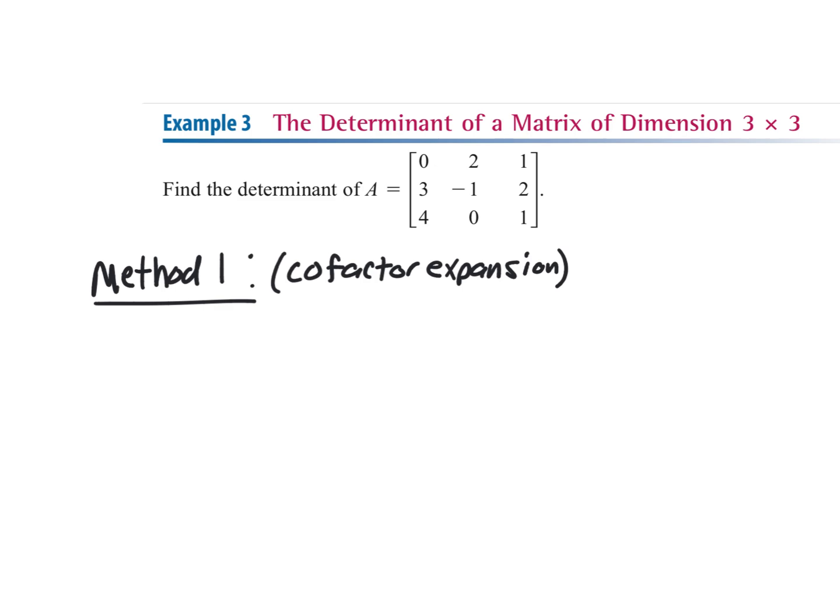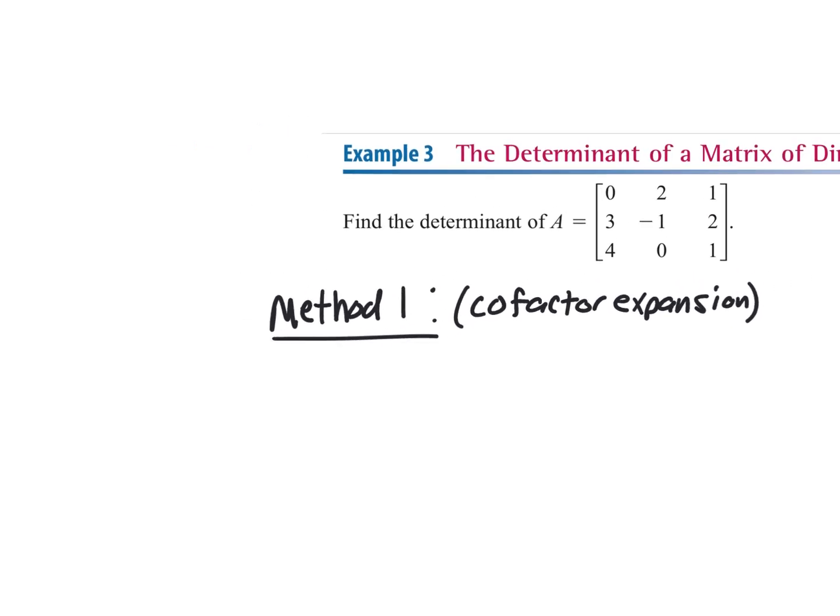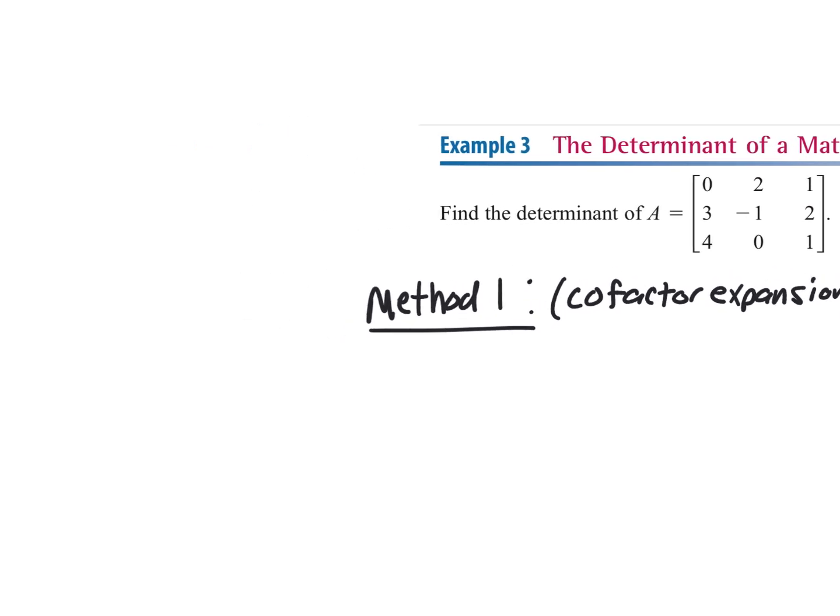There's a lot of vocab in matrices. You don't really need to know what all of these mean. You just need to know the process. So what I like to do is, since this is a 3x3 matrix, I'm just going to write on the side a 3x3 matrix with alternating pluses and minuses. So I'm going to write a plus, a minus, a plus, a minus, a plus, a minus, a plus, a minus, a plus.